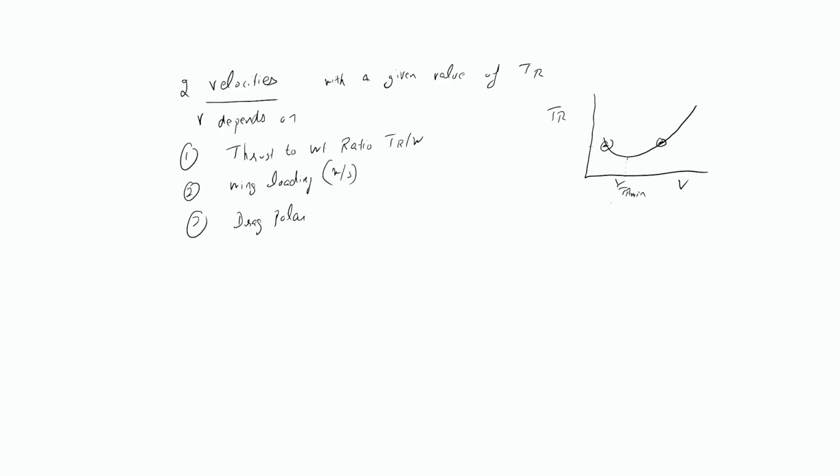Hello all, welcome to lecture number 9 of this course. In the previous lecture we were discussing the analytical method of finding the thrust required minimum. Alright, so let us continue from there. In the last lecture we discussed that there are 3 parameters for which 2 velocities exist for a given value of thrust required. V depends upon the thrust required to weight ratio, TR by W, second the wing loading, and the third one is of course the drag polar. Now drag polar I have discussed extensively. Now let us talk a little bit about TR by W and wing loading.